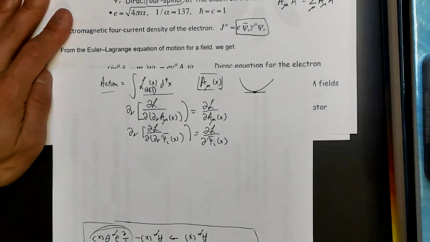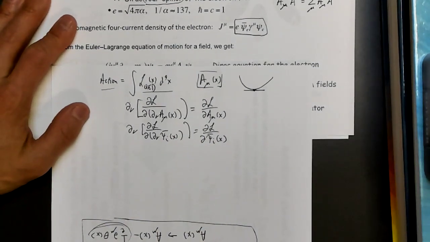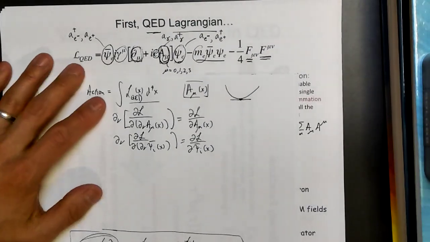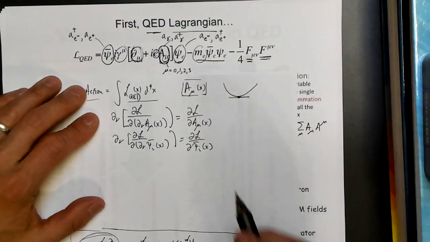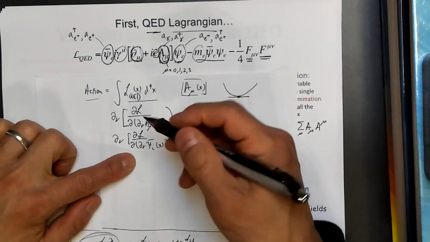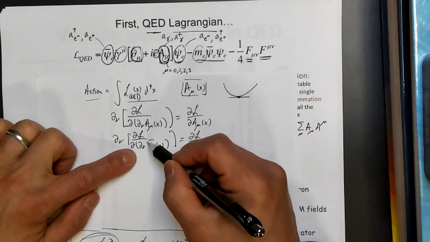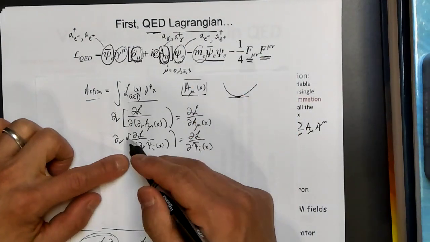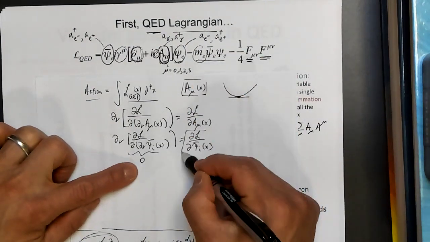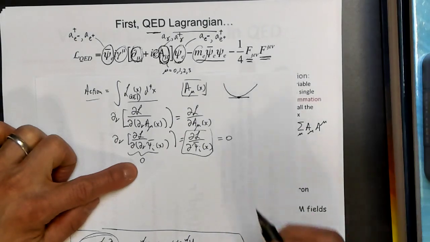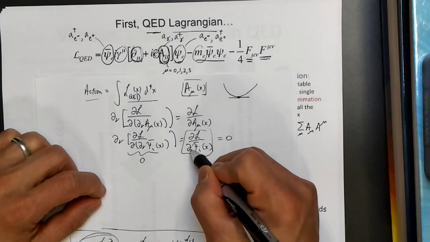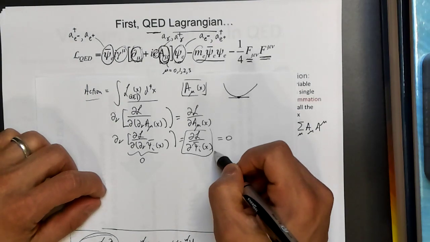Okay, so these are the Euler-Lagrange equations. I can do the same thing for psi. If I look at this Lagrange density, let's do psi bar first, because that's easier. You'll notice that there are no derivatives acting on psi bar anywhere, so that term will be equal to 0. So the Euler-Lagrange equation is just that the partial derivative of L with respect to psi bar is equal to 0.